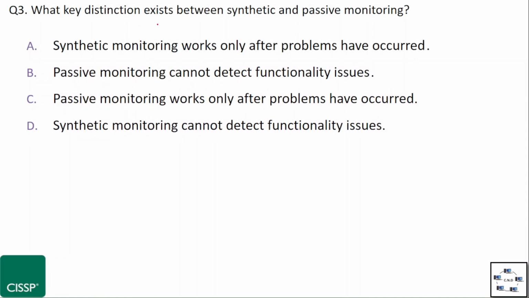Question number 3. What key distinction exists between synthetic and passive monitoring? And the options are option A, synthetic monitoring works only after problems have occurred. Option B, passive monitoring cannot detect functionality issues. Option C, passive monitoring works only after problems have occurred. And option D, synthetic monitoring cannot detect functionality issues. And the correct option is that passive monitoring works only after problems have occurred.